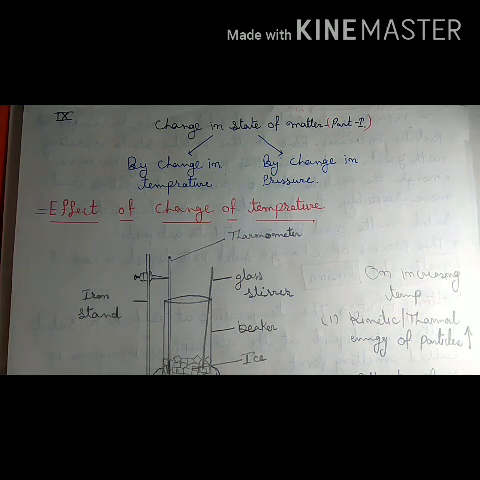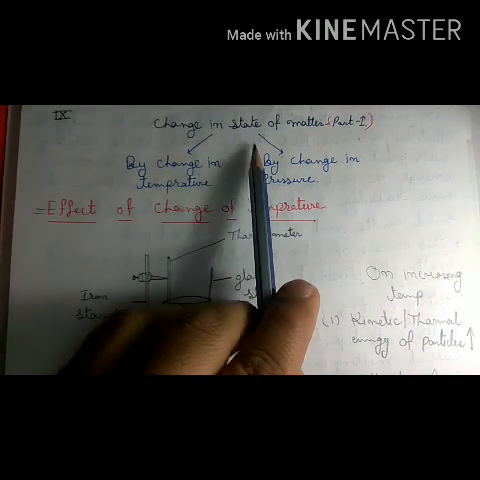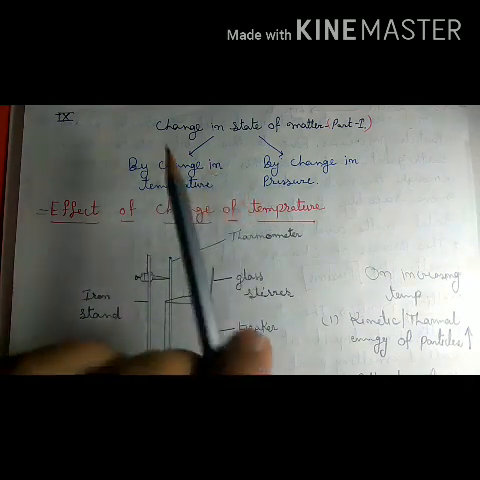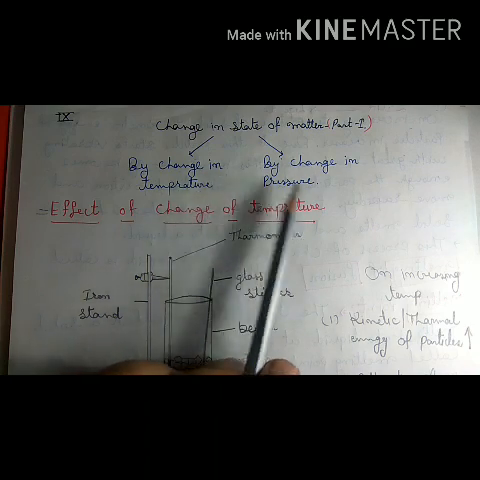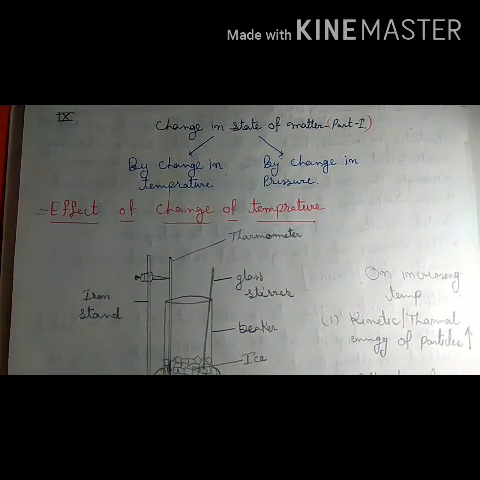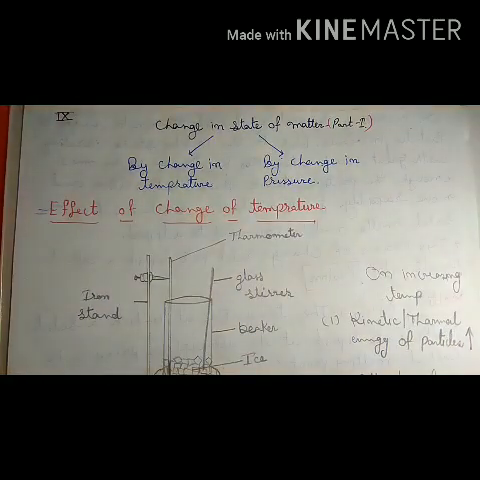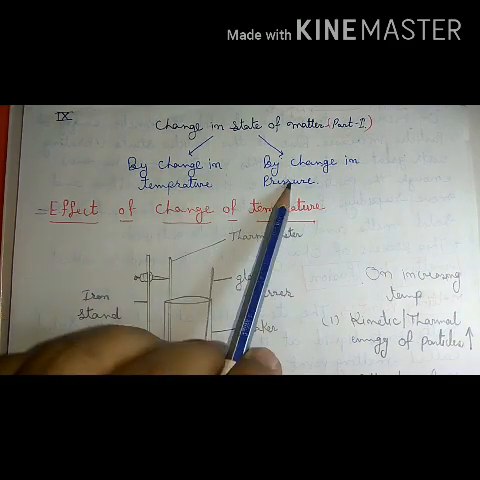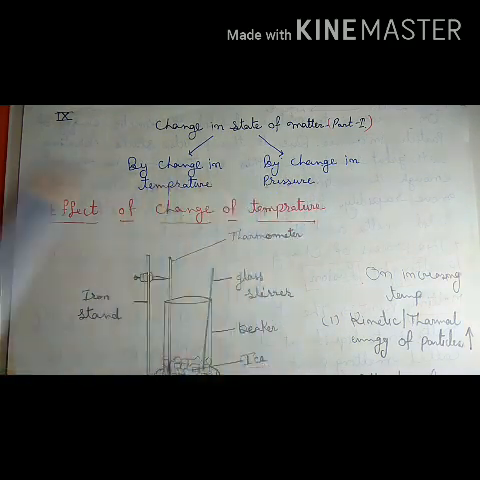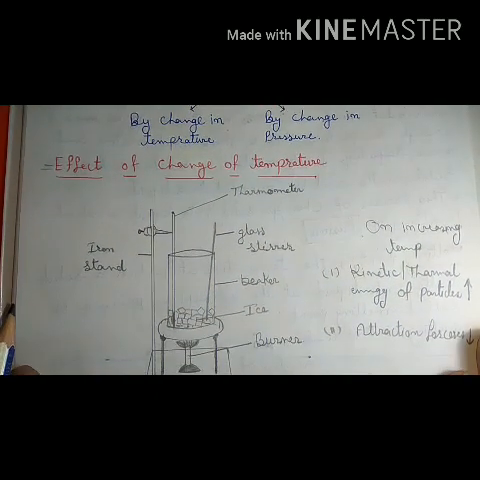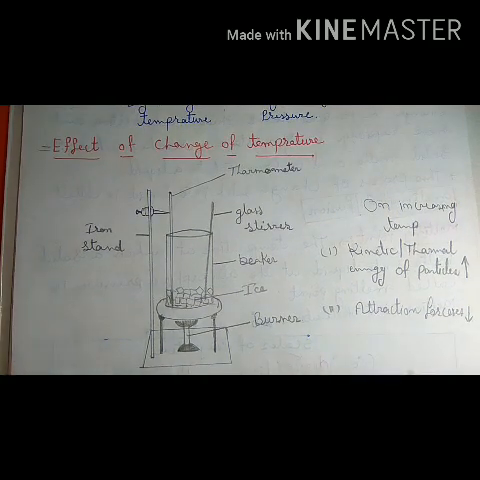Now, in today's class, I am starting our topic again. The state of matter can easily change by two factors: by changing the temperature, or second, by changing the pressure. Because of change in temperature or change in pressure, we can easily convert states into each other. Now first, we will discuss the effect of change of temperature.